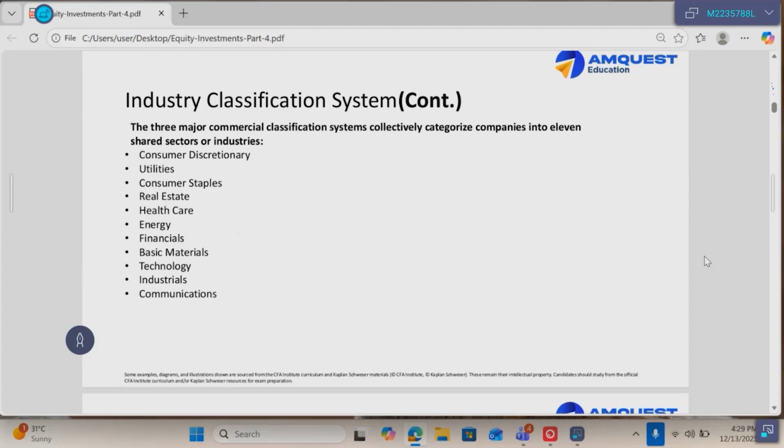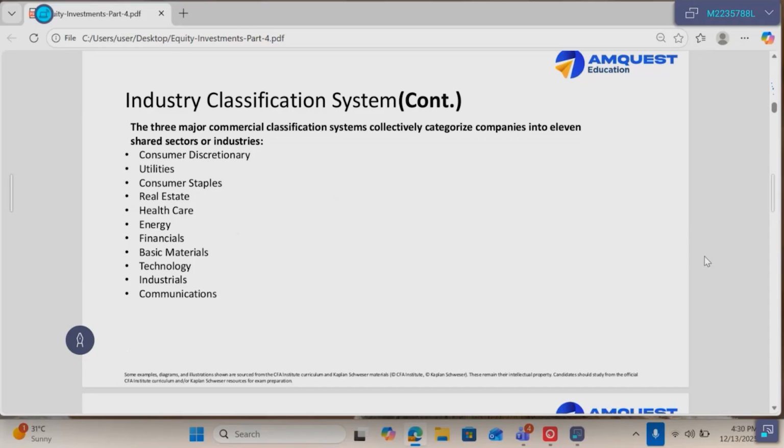In consumer discretionary, as we have discussed, we have Zomato, Swiggy, automobile, hotel, and e-commerce. Then in utilities, we have electricity, gas, water, etc., whichever is useful for us. Now even telecom is included over here. Then in consumer staples, we have food and beverage. Real estate is obvious, healthcare, energy is also obvious. Financials I've given you in the start.